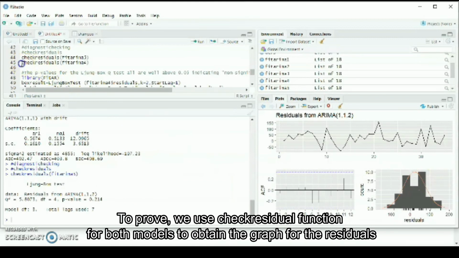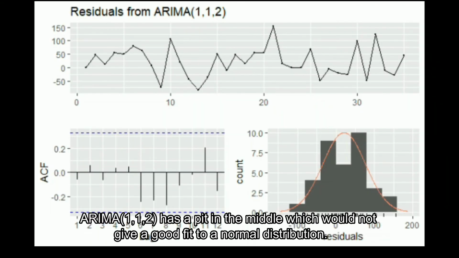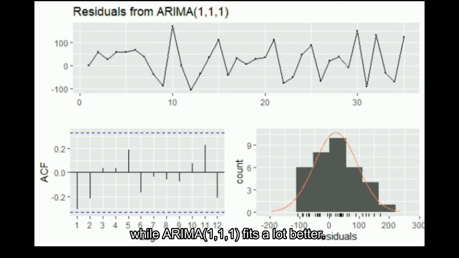To prove it, we use the checkresiduals function for both models to obtain the graph for the residuals. ARIMA 112 has a pit in the middle which will not give a good fit to a normal distribution, while ARIMA 111 fits a lot better.